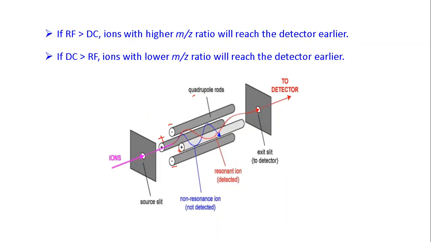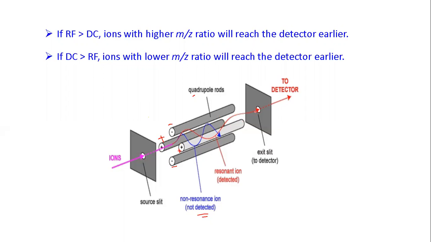Okay, and now when it is traveling, you see the blue color, you have the oscillation of the ions. The blue color is striking the rod. Okay, so non-resonance ions are not detected. So these ions do not have the proper M by Z. Either they have very high M by Z or very low M by Z, so they will not reach the detector, they will strike the rod. And you see the red color, you have the proper oscillation and it is finally reaching the detector.